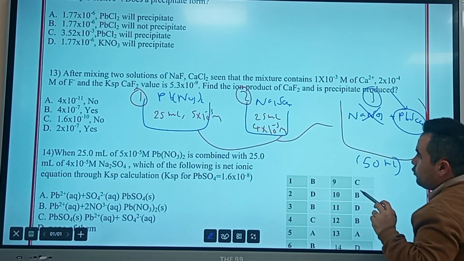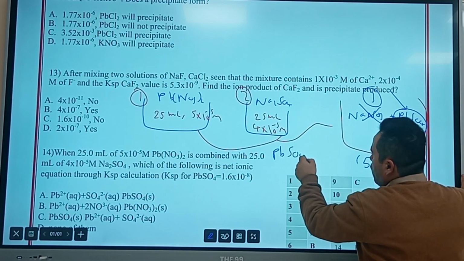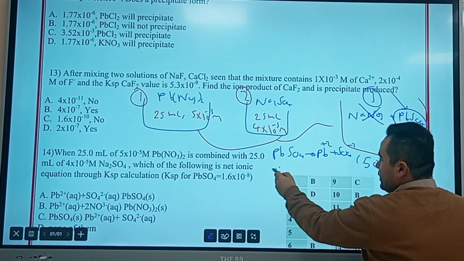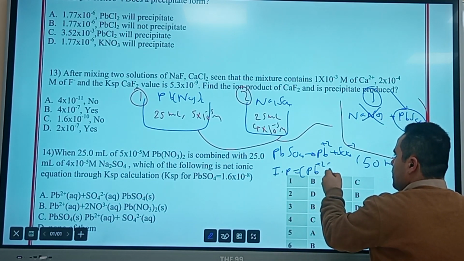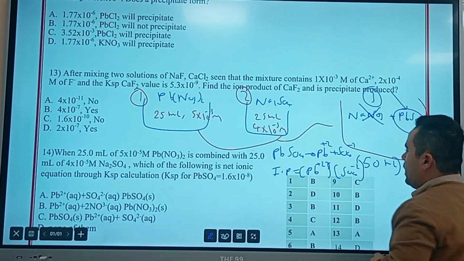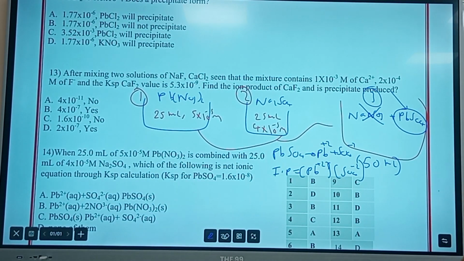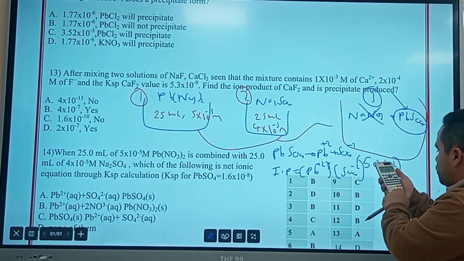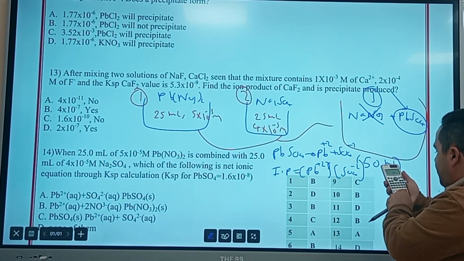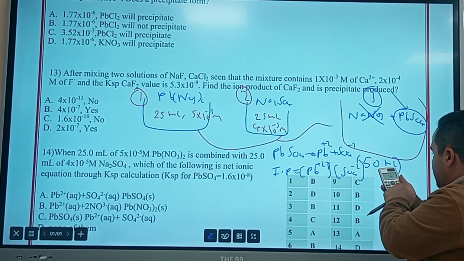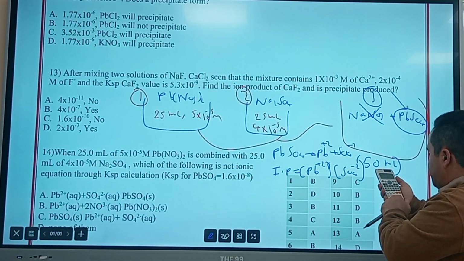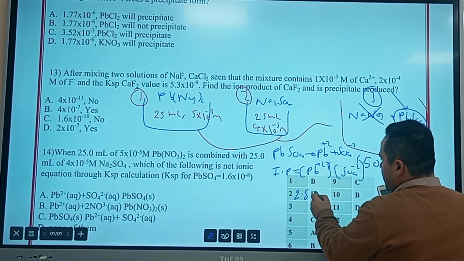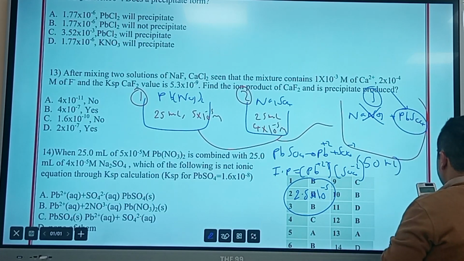We will be calculating the PbSO4's IP, which produces Pb2+ plus SO4 2-. IP for this equals the concentration of Pb multiplied by the concentration of sulfate. So let us calculate the concentration of Pb by M1V1 = M3V3, which is 25 multiplied by 5 × 10^-5, divided by 50 milliliters, which is equal to 2.5 × 10^-5. This is the concentration of Pb, guys.